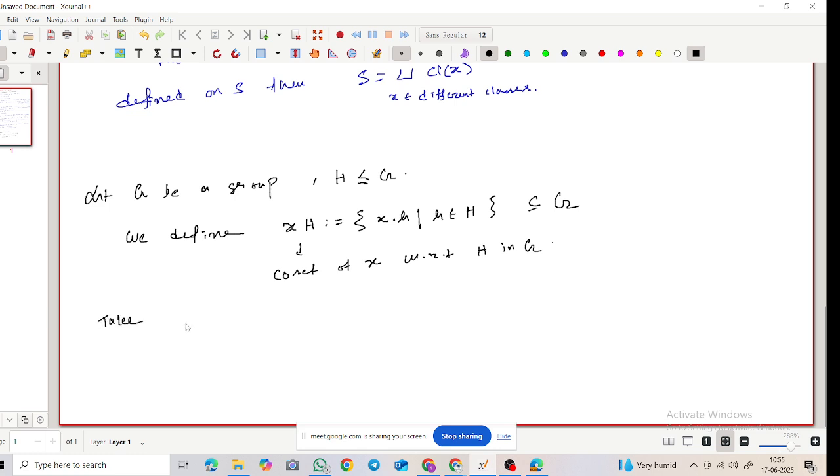Take this set, the set of xH, x belongs to G, the set of all cosets of H in G. This is denoted by G mod H. When we say G mod H, we denote the set of all cosets of H in G.